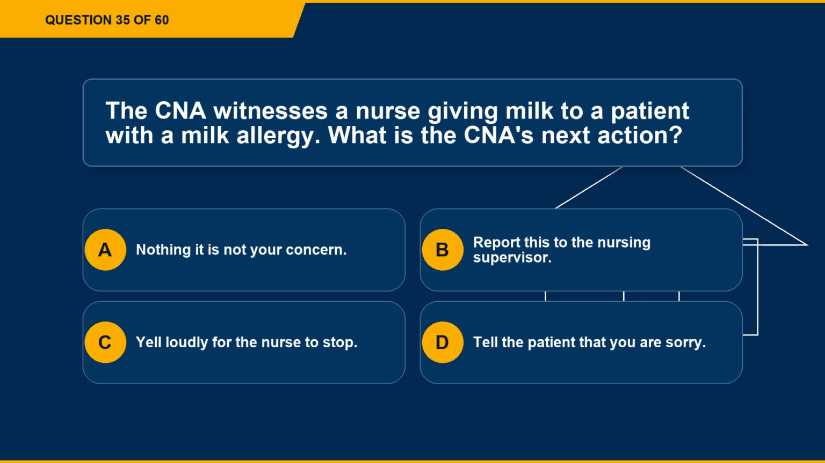Question 35. The CNA witnesses a nurse giving milk to a patient with a milk allergy. What is the CNA's next action? Option A, nothing, it is not your concern. Option B, report this to the nursing supervisor. Option C, yell loudly for the nurse to stop. Option D, tell the patient that you are sorry.